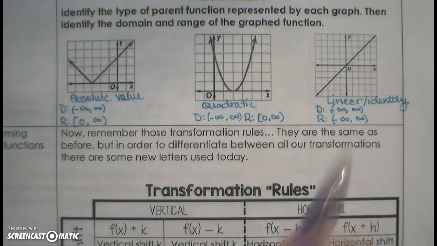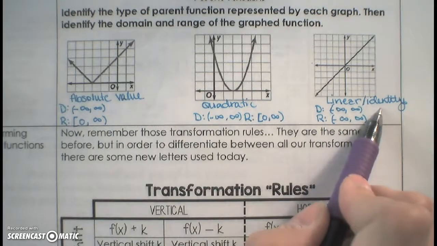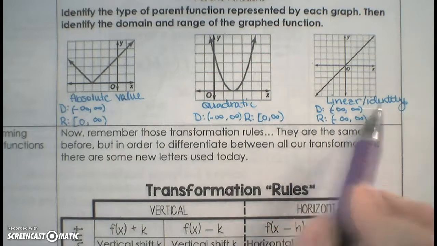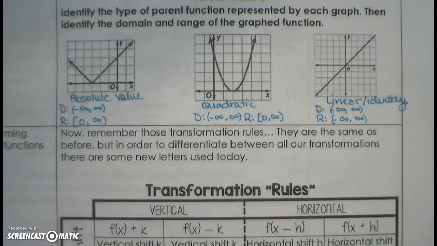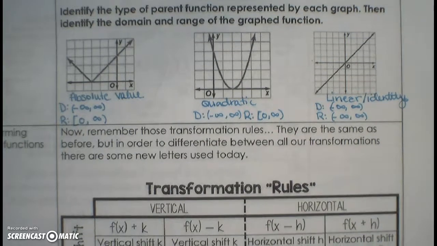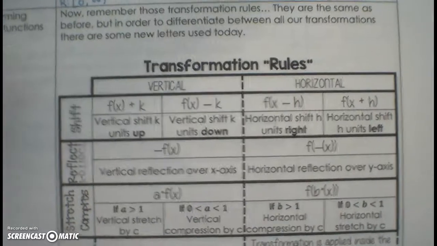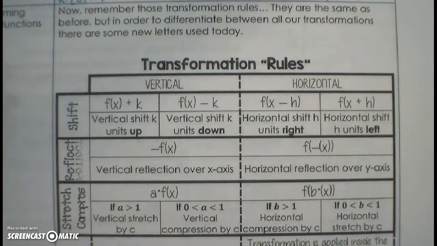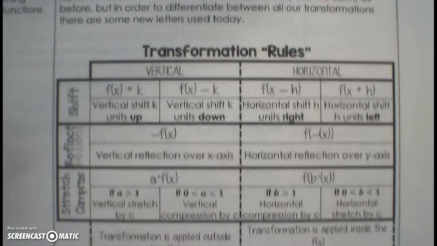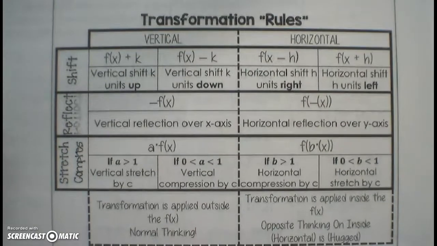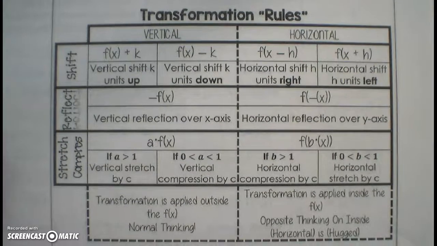All right, hopefully you put linear, or it's also known as identity, but negative infinity to positive infinity for both domain and range for that linear graph. All right, now remember transformation rules. I know it's been just a little while, but they'll come back to you, and I promise that all that previous work will help you when we get to these next sections here.